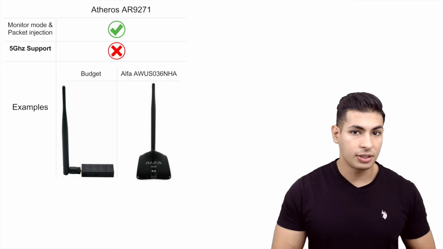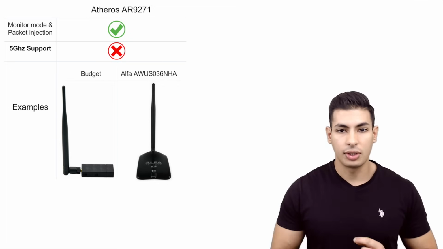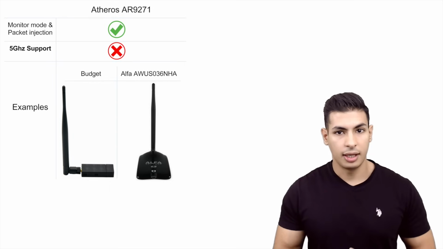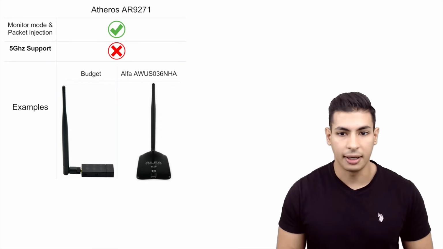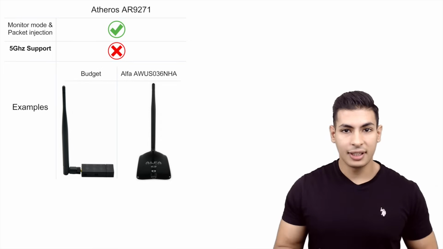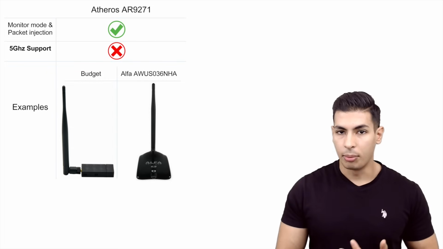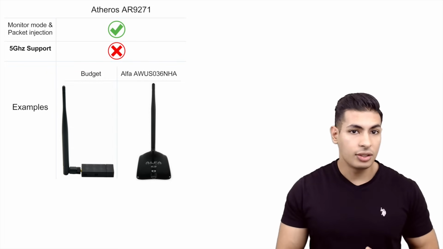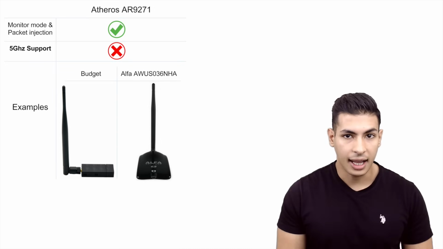The plus for the budget adapter, though, is it's much smaller, it's much more compact. So if you're in a public place, it's much easier to use than the Alpha one, which is big and has a big antenna. So the Atheros 9271 is a very good chipset. It supports packet injection, monitor mode, the aircrack-ng suite, and all the other tools that allow us to run wireless attacks.